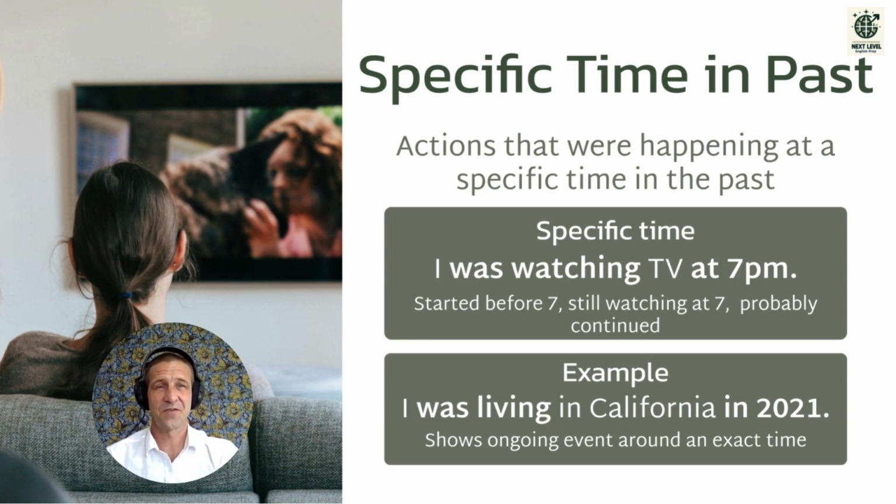We use past continuous for actions that were happening at a specific time in the past. Look at this sentence. I was watching TV at 7 p.m. This means I started before 7, I still watched at 7, and I probably continued after that. Another example is I was living in California in 2021. It shows an ongoing event around an exact time in the past, in this case, 2021. It started before that, and it was still true in 2021.